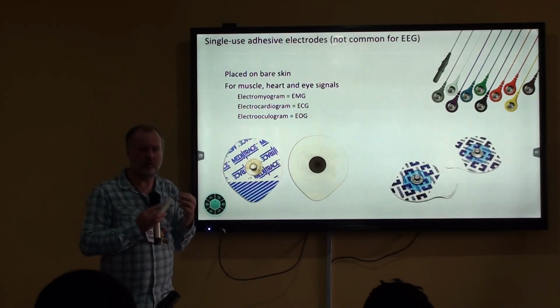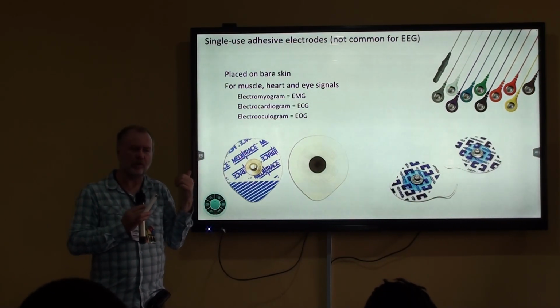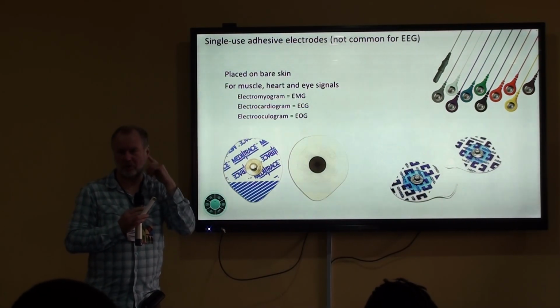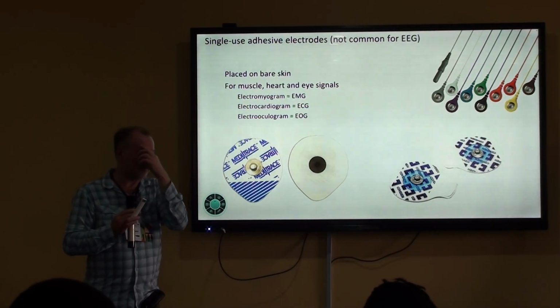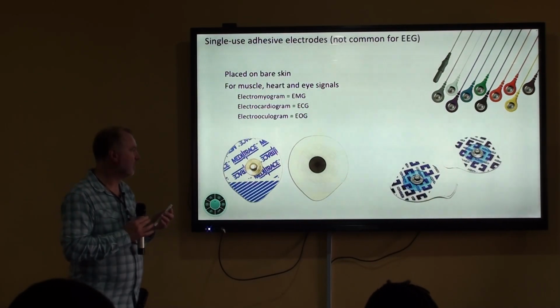They're really easy to use because they're very fast to apply, but of course they're not really compatible with hair. So we'd use them on the bald spots. So for example, behind the ears would be good, around the eyes would be good, or if you record EMG or ECG activity.